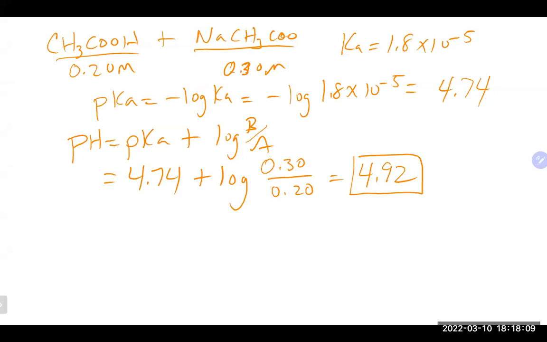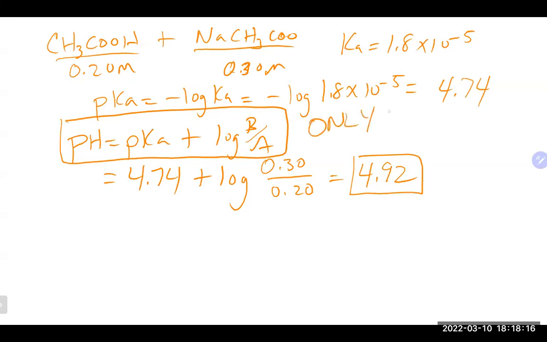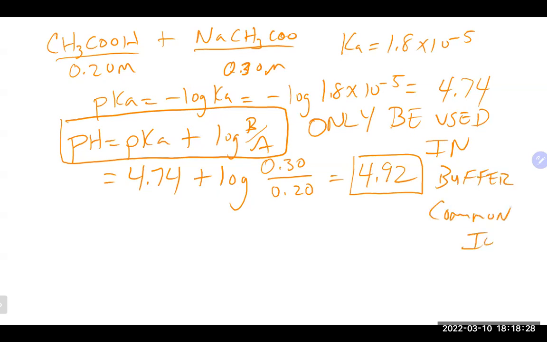Side note, this equation here should only be used in buffer situations, which are basically common ion. I say that because people learn this formula and decide for every calculation, I got two numbers, why not? Let's just throw it in and hope for the best. And it's probably not going to work out well for you at that point. So don't go crazy with this.